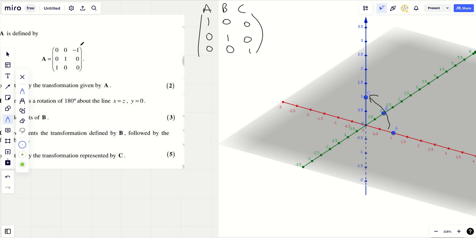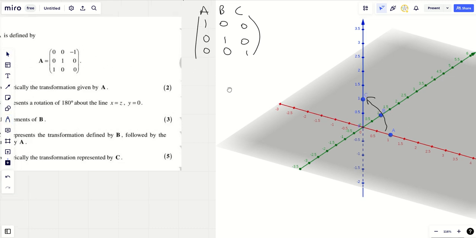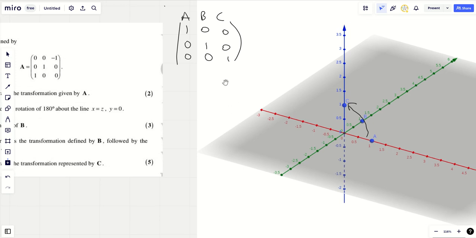What's happening with B? B's staying where it is. B is invariant. Oh, very interesting. B isn't moving at all. And then finally C, where's C going? C is going over here to negative 1 0 0. Yeah, in other words, it's going to go there. Now, what type of transformation is that? Well, clearly it's a rotation about Y, because that's why the Y-axis point is invariant. And it's 90 degrees.